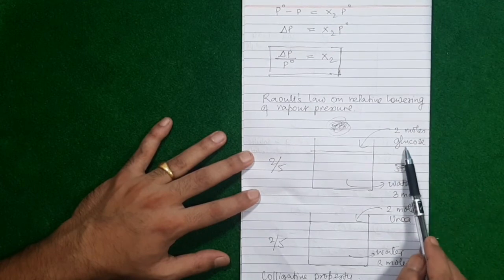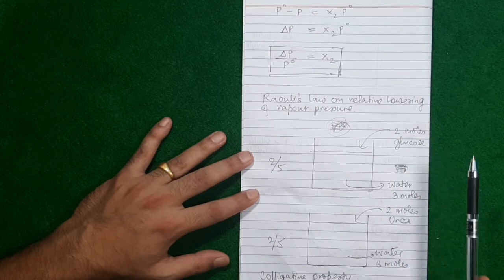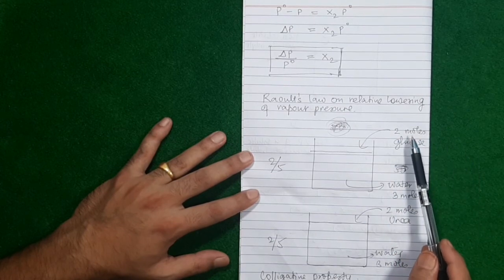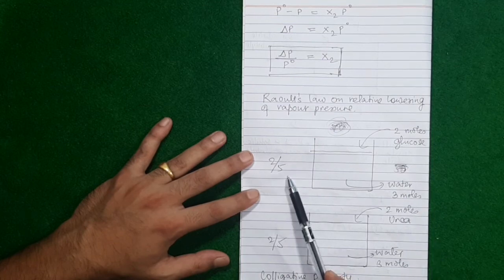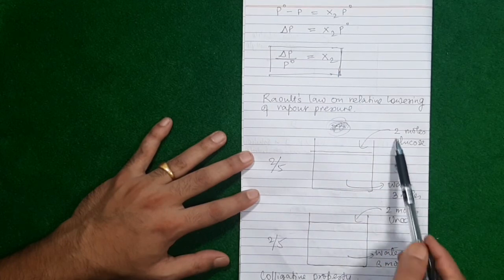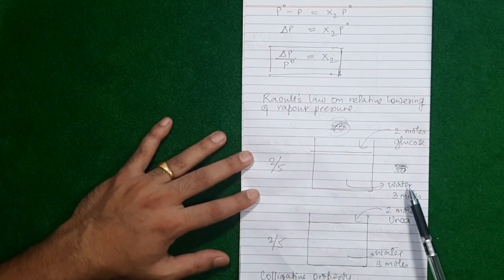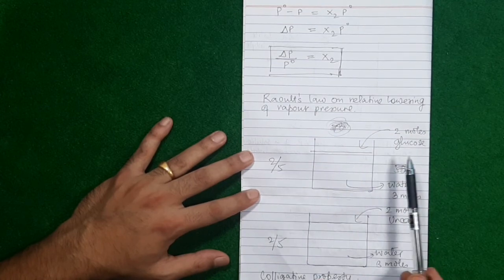And we can easily calculate the mole fraction of glucose here, which is the number of moles of glucose, 2, divided by the total number of moles. How many moles total do we have? 2 plus 3, 5. So 2 by 5 is the mole fraction of glucose. And whatever is the mole fraction of glucose, the same is the relative lowering of vapor pressure of water here. So the relative lowering of vapor pressure of water now is 2 by 5, because that's the mole fraction of glucose.